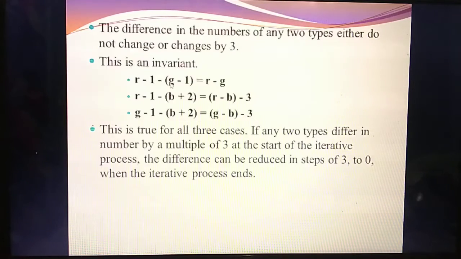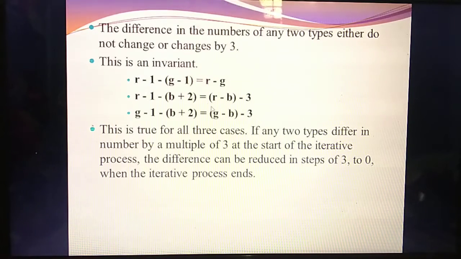Now understand? So see, next thing. R minus 1 minus B plus 2. Remove the bracket. So R minus 1 minus B minus 2. So what will you get? R minus B, minus 1 and minus 2. The answer is minus 3. Same thing next. G minus 1 minus B plus 2. Remove the bracket. G minus 1 minus B minus 2. So G minus B, minus 1 and minus 2, minus 3.